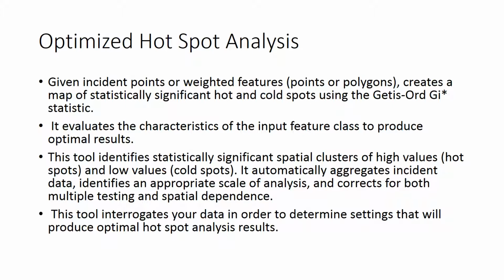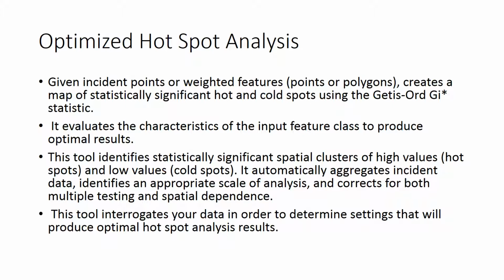Alright, so basically, given incident points or weighted features, so points or polygons, it creates a map of statistically significant hot or cold spots, and it uses the Getis-Ord Gi* statistic, which is a fancy way of measuring spatial autocorrelation. It evaluates the characteristics of the inputs and produces an optimal result. So with an optimized hotspot analysis, it doesn't rely on you to put the specific inputs in that you would do in a typical hotspot analysis. It does some iterative work to go through and identify where this variable should be.